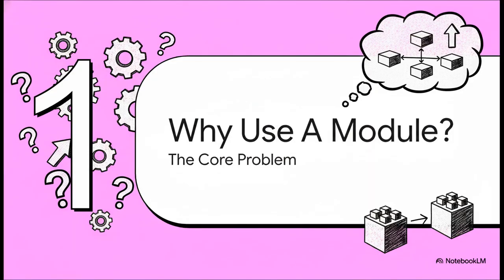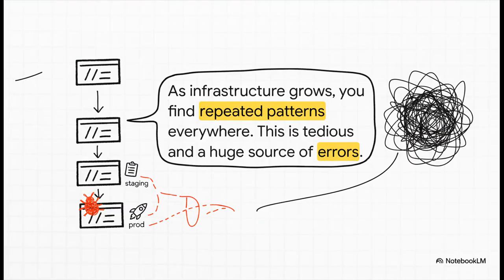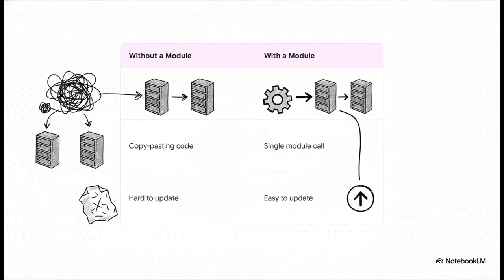Okay, so let's get right to it. Why should you even bother with a module? What's the core problem that they're actually solving? Let's break down the why. As your infrastructure starts to grow, these little repeated patterns just pop up everywhere, don't they? It's the same web server setup in dev, staging, and prod, the same network rules for different projects. And this isn't just tedious, it's actually risky. Every single time you copy that code, you're also copying any potential for error, and you're creating a maintenance nightmare for your future self.